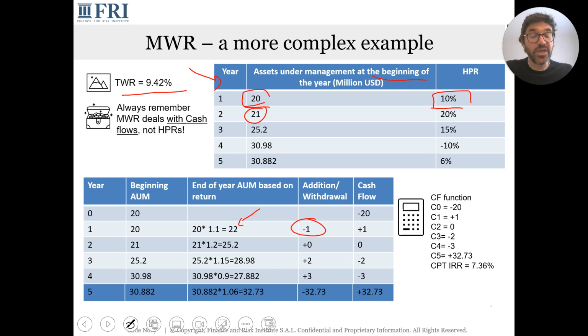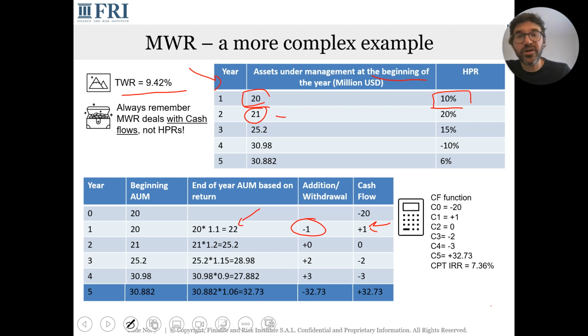And by the way, if 1 million were withdrawn from the investment portfolio, then this is a positive cash flow for the investor, because he or she got back $1 million. We continue. This is a step-by-step process. It's important to understand it.